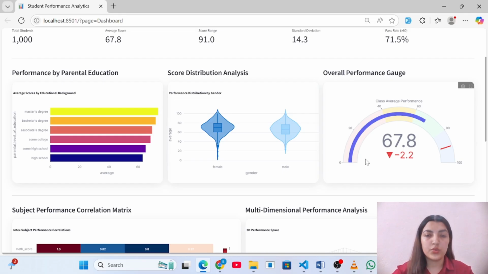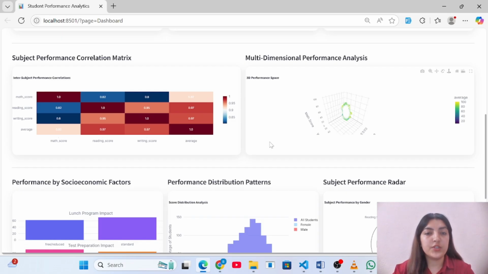Talking about the score distributions by gender, both genders have a similar average score, but females have a slightly higher score than the males. So we saw that the females are more educated than the males, but on average both of them have an equal score. Talking about the overall performance, you can see the 67.8 percent, which is the average, which is good. See the subject performance correlation matrix.